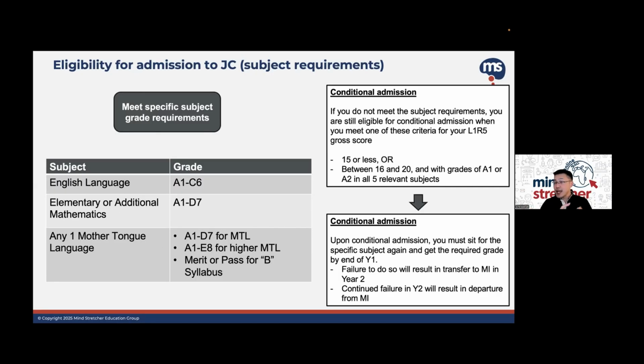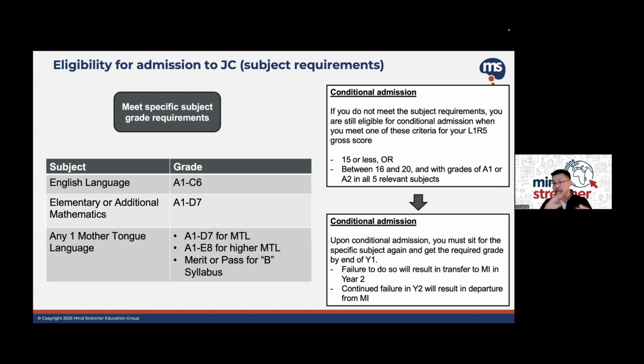What I mean by that is, usually the one that trips people up is the English part. So it may be the case that your other subjects are fine, but on the English portion you trip up, and maybe you didn't get a C6, you got a D7. So that creates an issue where you don't really meet the subject grade requirement.